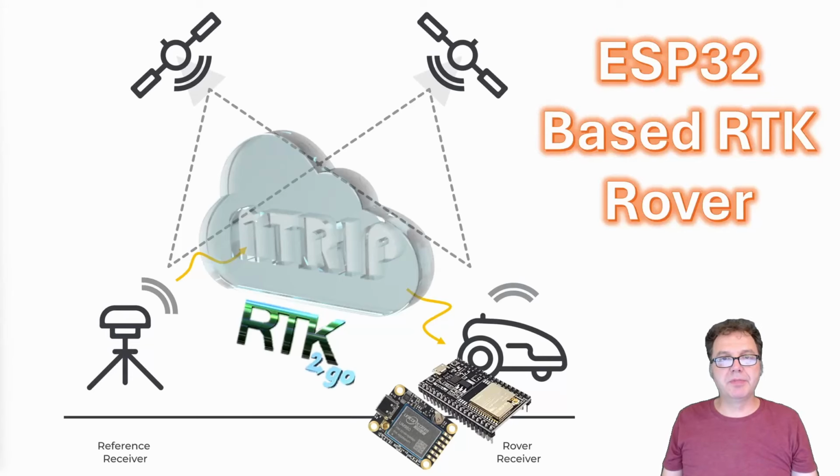Hello everybody. In the previous video, we built an ESP-based NTRIP caster to send RTK correction data to an NTRIP server like RTK2go. In this video, I will show how to connect an ESP32 to the NTRIP server and then send correction data to a UM980 or 982 module to build an RTK corrected rover.